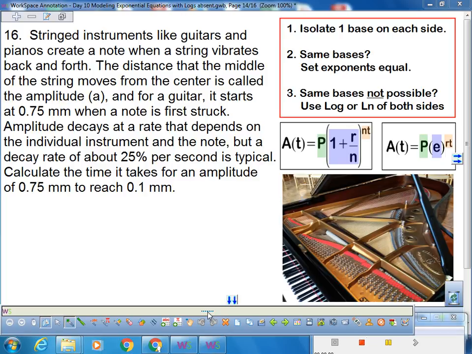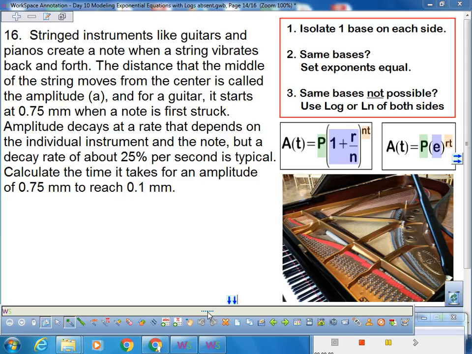Stringed instruments like guitars and pianos create a note when a string vibrates back and forth. The distance at the middle of the string moves from the center is called the amplitude, and for guitar, it starts at... that's key right there, right? That's where it starts. That's your A.